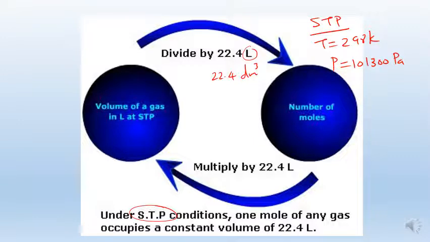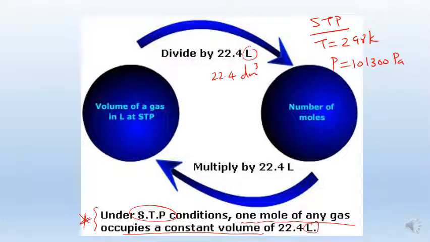So when you see STP, standard temperature pressure, those constants are given as 298 Kelvin, and the pressure is 101,300 pascals. Now, it's important here that you learn this up. It says that at STP, 1 mole of any gas occupies a constant volume of 22,4.